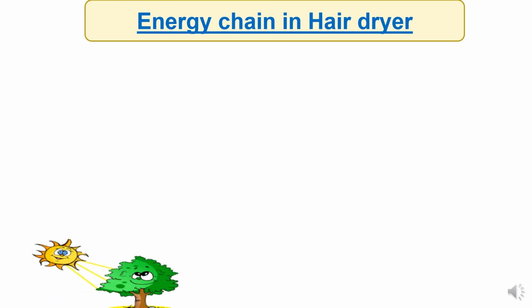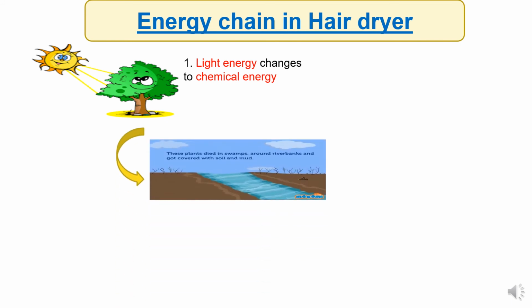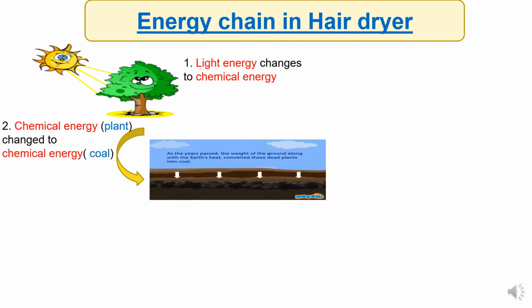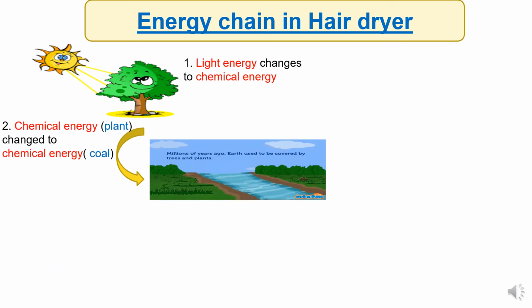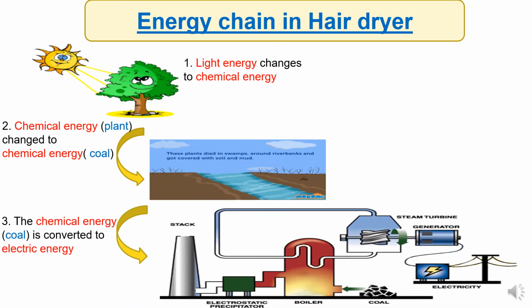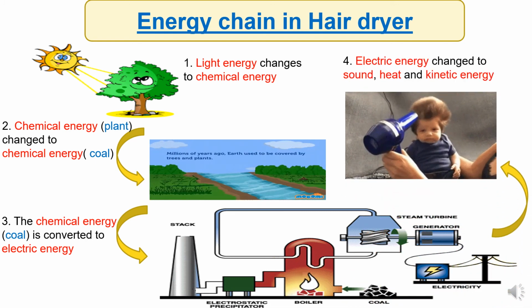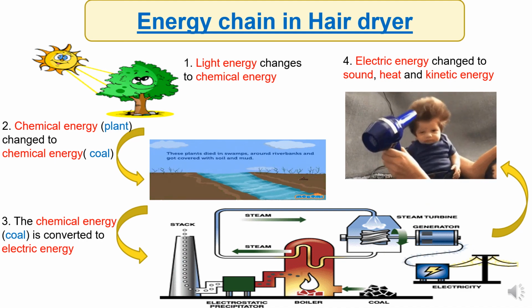From what you have studied, can you tell me what is the energy chain of the hair dryer? Excellent. The light energy that comes from the sun is converted to chemical energy stored in plants. And when plants die, after millions of years, they convert to coal. So the chemical energy stored in plants is changed into chemical energy stored in coal. Then the coal passes through a process, so the chemical energy stored in coal is converted to electric energy. And finally, the electric energy is changed into sound, heat, and kinetic energy.